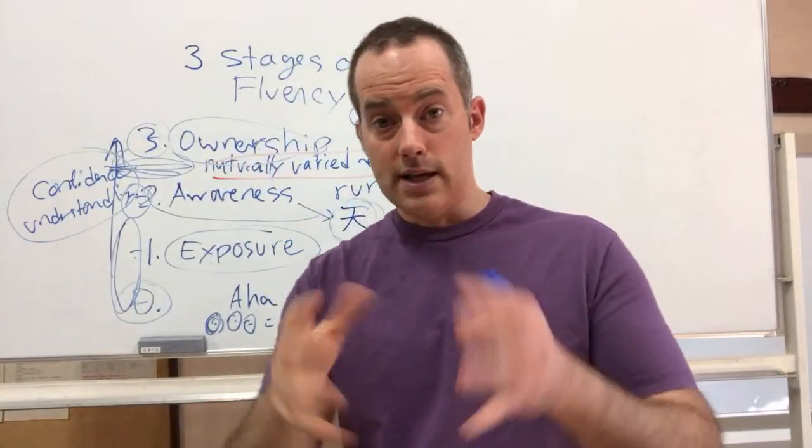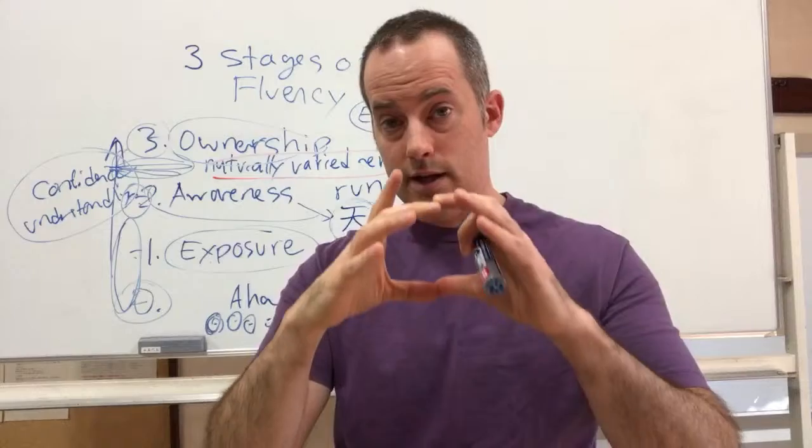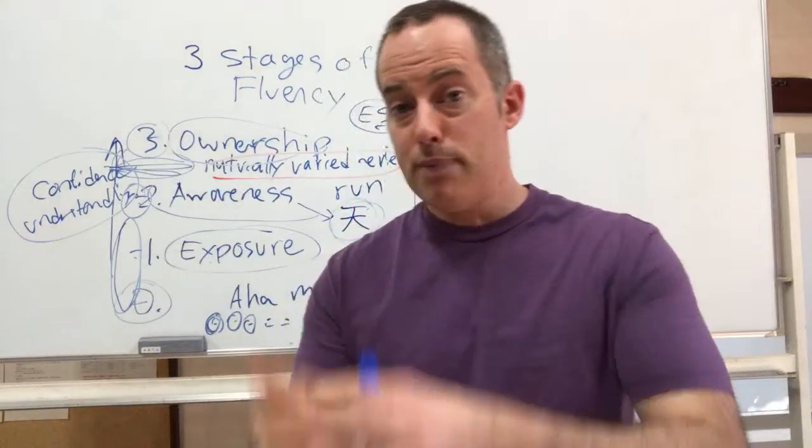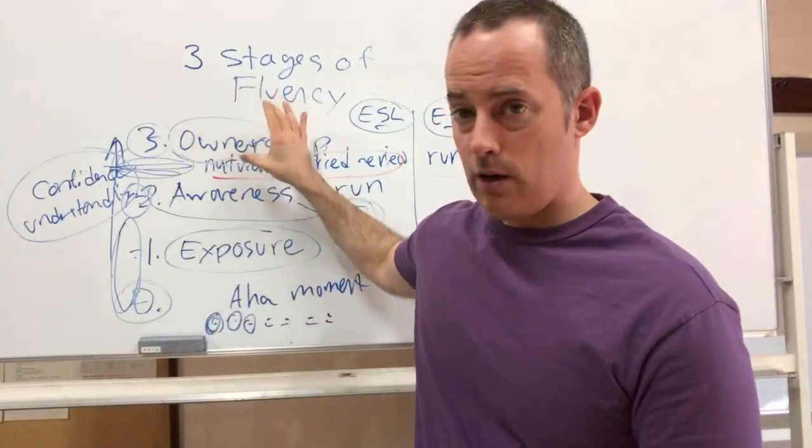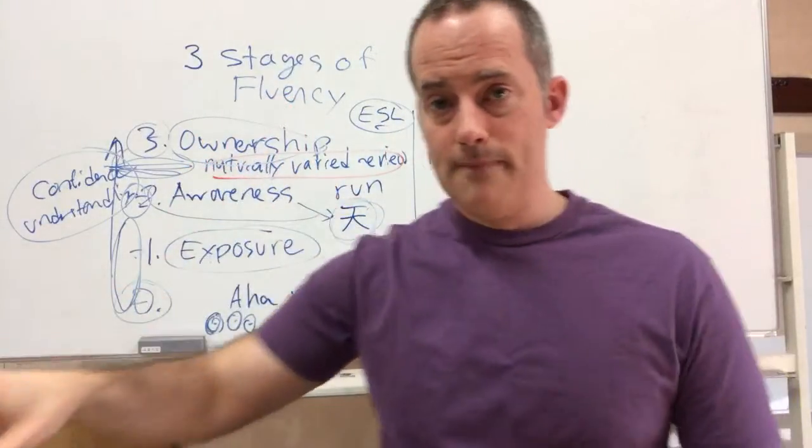If you look at little kids, they have a smaller vocabulary than adults. But they can often speak better than adults because they know that vocabulary so well. They're at the ownership level of that vocabulary.